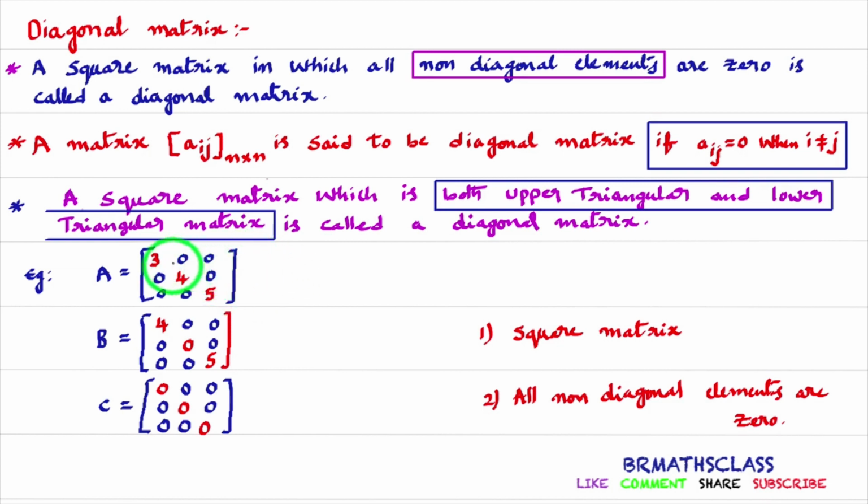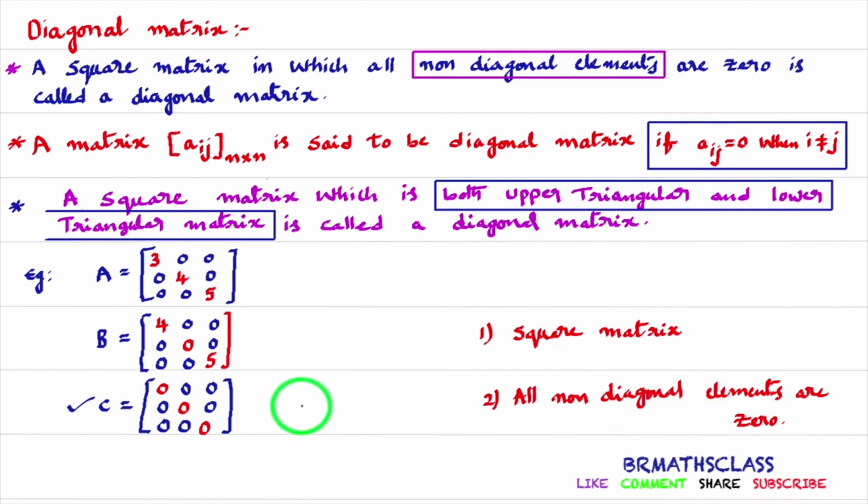So you observe this matrix A. Yes, this is an upper triangular matrix as well as a lower triangular matrix. So this is both upper triangular as well as lower triangular. You observe this matrix B. This is also upper triangular as well as lower triangular. Now you see this matrix C. C is a zero matrix. Is this matrix a diagonal matrix or not? Many students get confused in this.